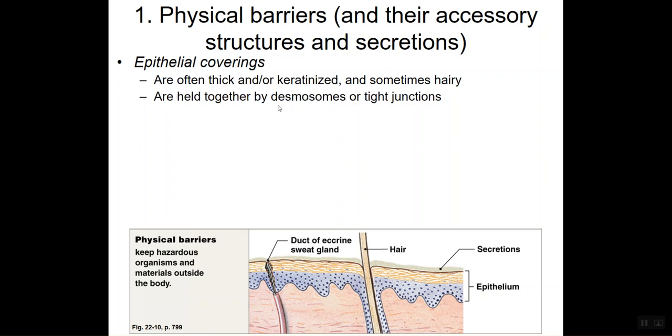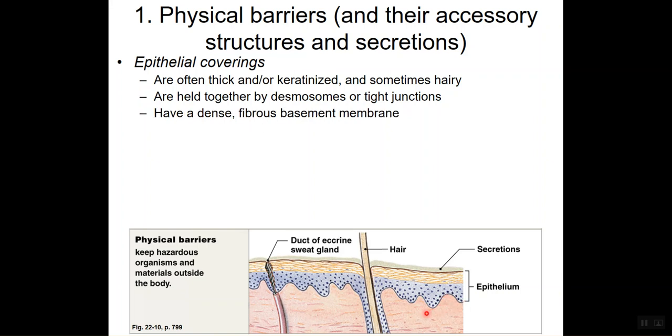Epithelial tissues are held together pretty strongly. You might recall from last fall in chapter 4, desmosomes are cell-to-cell junctions that really strongly attach these epithelial cells together. Some epithelial tissues have tight junctions, which prevent any leakage of anything between the cells, which is kind of nice.